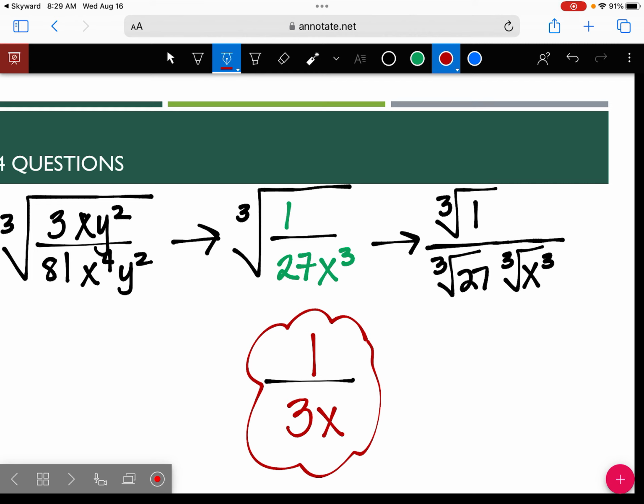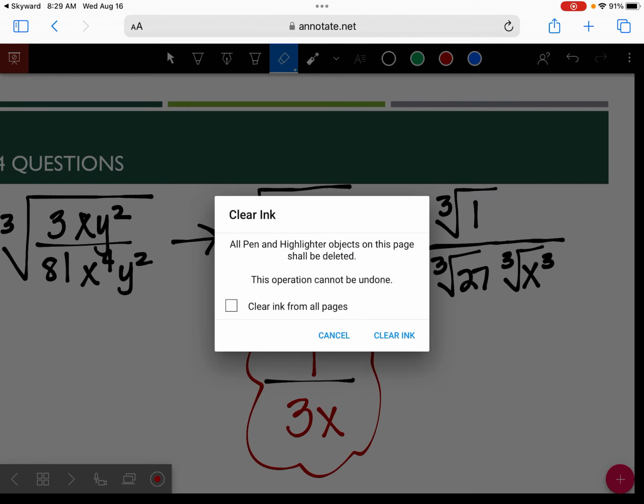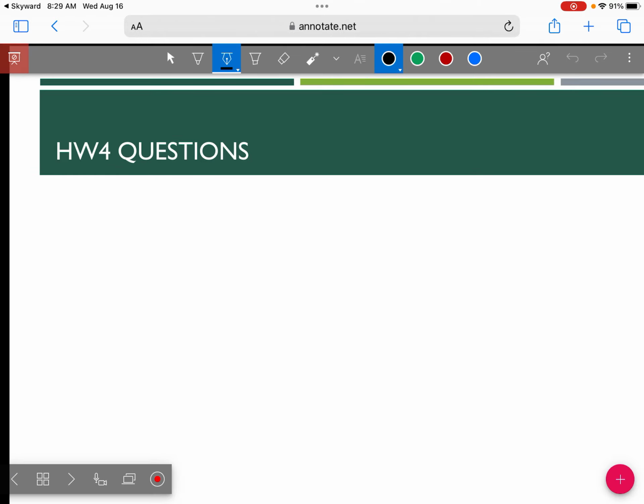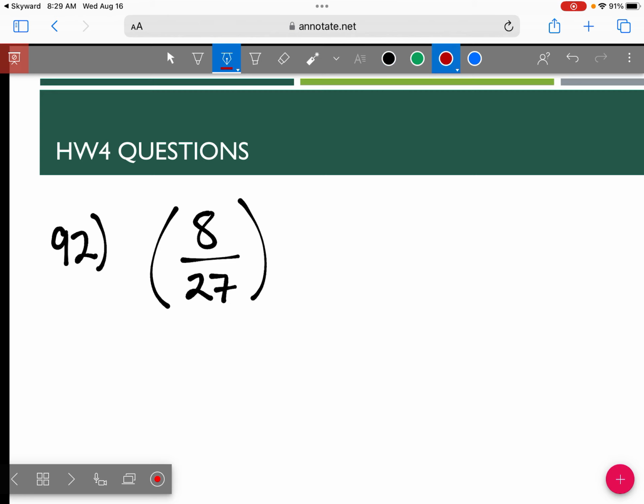All right, so let's look at number 92. Now this is going back to Algebra 1, and I don't know if you remember this exponent law. And honestly, I haven't taught Algebra 1 in so long, I don't even know if they teach it. So we have 8 over 27 to the power of negative 2/3.